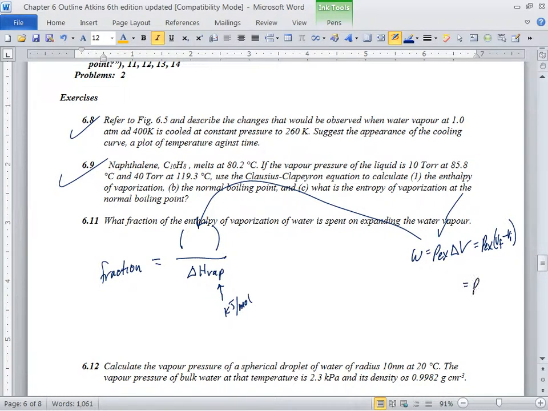But that's equal to Px times Vf. What is Vf? We're going from a what to a what? We're going from a liquid to a gas. So it would be Vg, or V gas, minus Vl. Are we supposed to have a minus sign here?